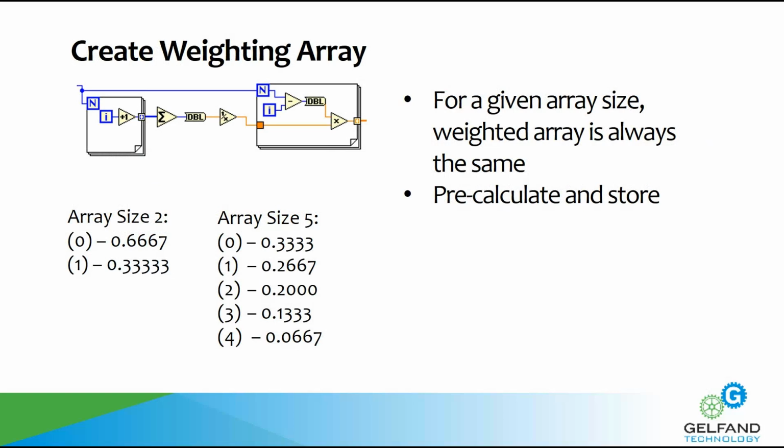Now this next piece is creating our weighting array. Well, for a given array size, the weighted array elements are always going to be the same thing. So if I had an array size of 2, my first element is 0.6667, it's 2/3, and my second element is weighted as 1/3. If I had an array size of 5, I have one that's 1/3, one that's 0.267, one that's a fifth, et cetera, et cetera. This calculation is never going to change. If I have 5 elements, I'm always going to have that weighting. So what I can do is I can pre-calculate this.